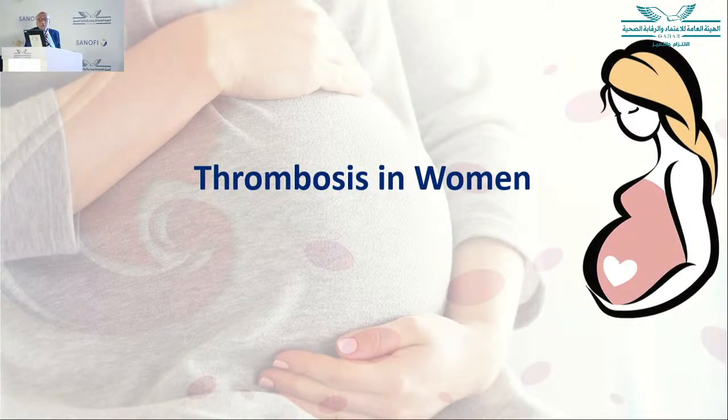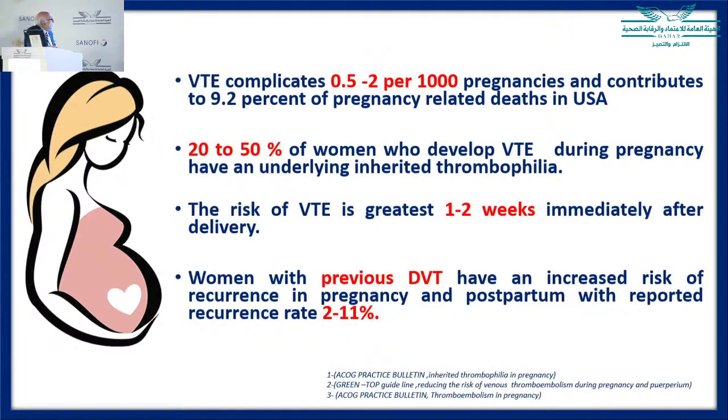What about thrombosis in pregnant females? Venous thromboembolism complicates up to 2 per 1,000 pregnancies and contributes to 9.2% of pregnancy-related deaths in the USA. 20 to 50% of women who develop venous thromboembolism during pregnancy have an underlying inherited thrombophilia. And the risk of VTE is greatest 1 to 2 weeks postpartum. Women with previous DVT have an increased risk of recurrence in pregnancy and postpartum, with reported incidence of up to 11%.